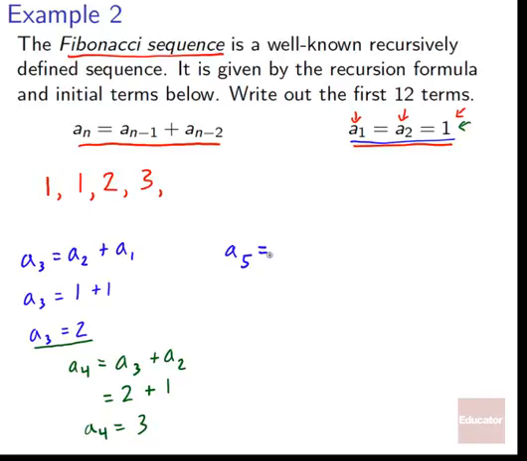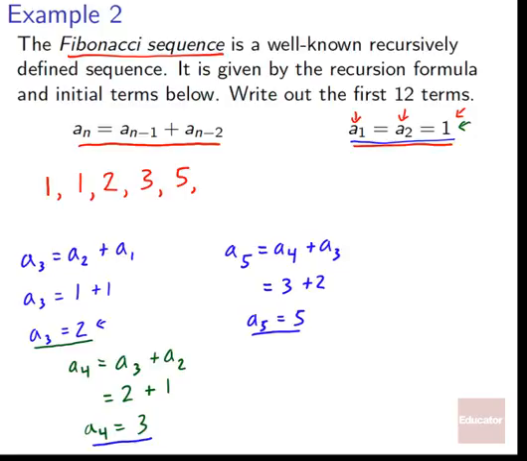A5 is equal to, not the general term, but how is this pattern working on the whole? A5 is equal to A4, the previous term, plus the term previous to that one, A3. So A5 equals A4 plus A3. We just figured out A4 equals 3, and A3 equals 2. So we've got A5 equals 5. So there's our next term, 5.